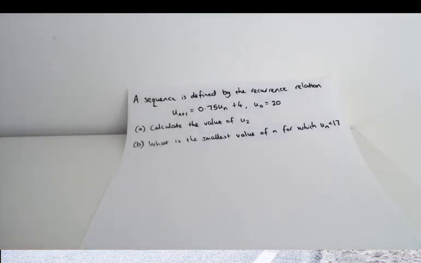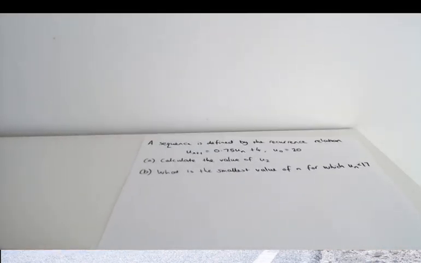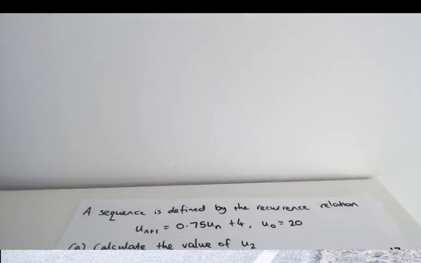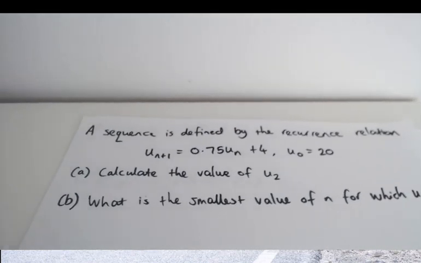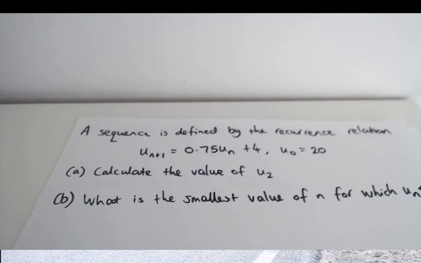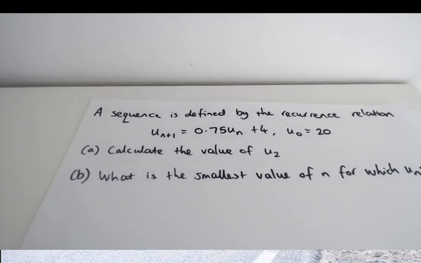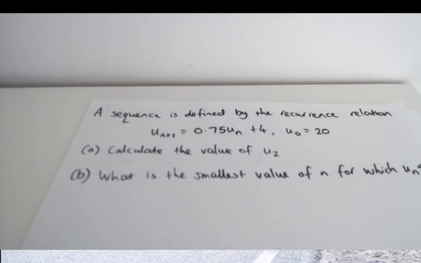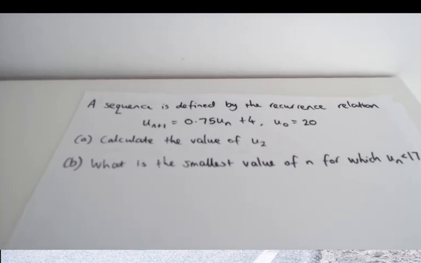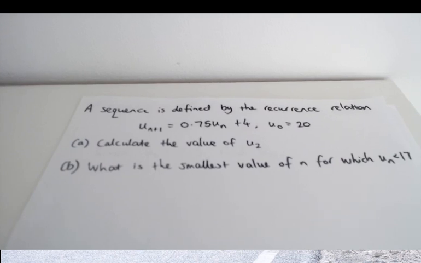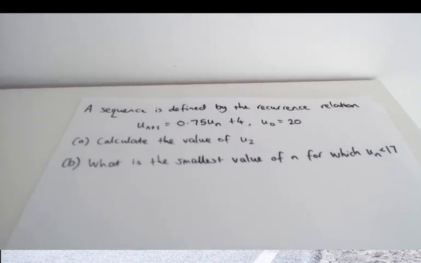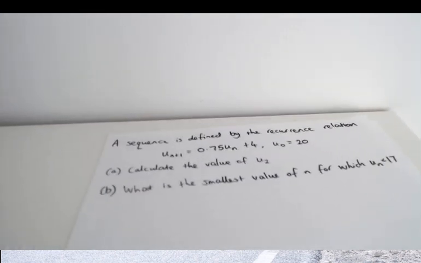Okay. Next one. A sequence is defined by the recurrence relation U(n+1) equals 0.75 U(n) add 4, where U0 equals 20. Part A, calculate the value of U2. Part B, what is the smallest value of n for which Un is less than 17? Okay, hit pause, off you go.